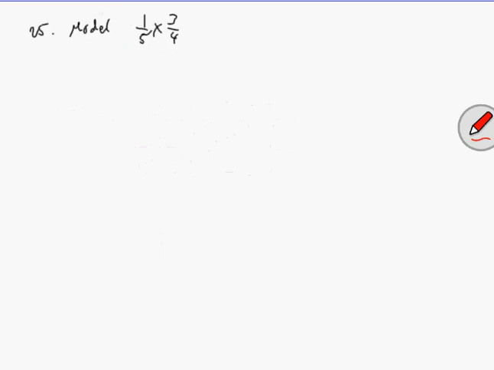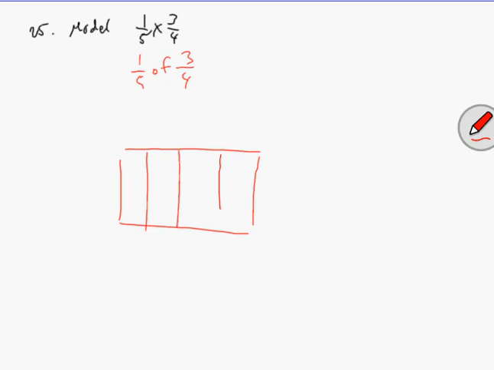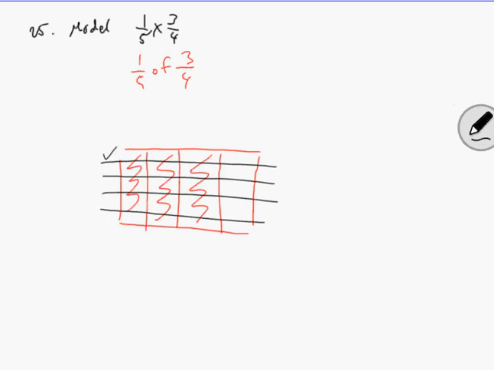Question 25, 1/5 of 3/4. If I think about it as being 1/5 of 3/4, I would draw my 3/4. 1, 2, 3, 1/4, 2/4, 3/4. And 1/5 of that would be this right here. So no longer is it divided into quarters, it's now divided into 20ths, and I would have 1, 2, 3 20ths of that chocolate bar. So the answer to question 25 is 3/20.